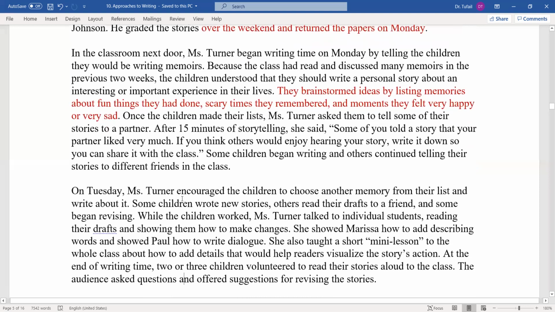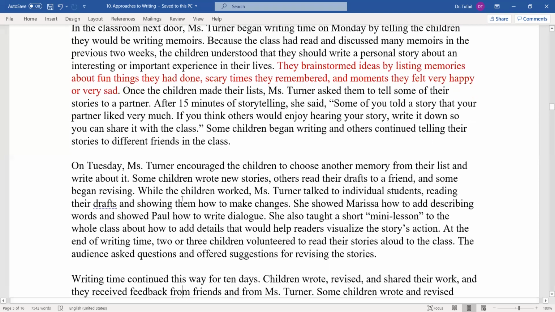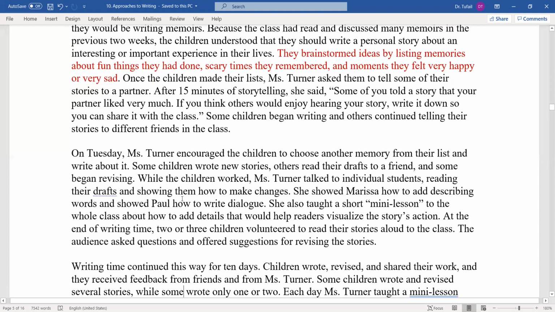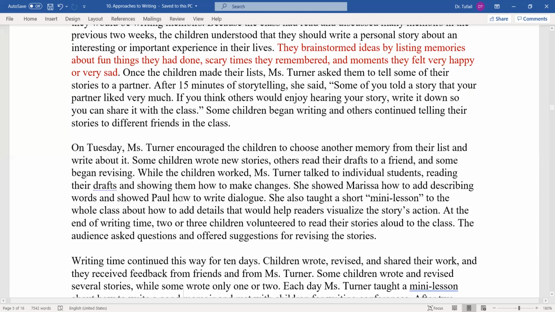Again, this is the same process that Mr. Johnson adopted. And here, the storytelling: some of you told a story that your partner liked very much. If you think others would enjoy hearing your story, write it down so you can share it with the class. So some children began writing and others continued telling their stories to different friends in the class. On Tuesday, Mr. Turner encouraged children to choose another memory, and so the students one by one were choosing different memories, telling them to their friends, then writing, and then sharing with one another.